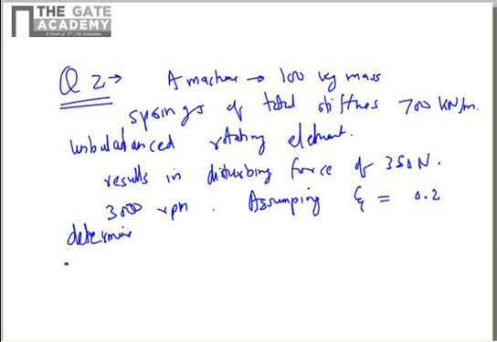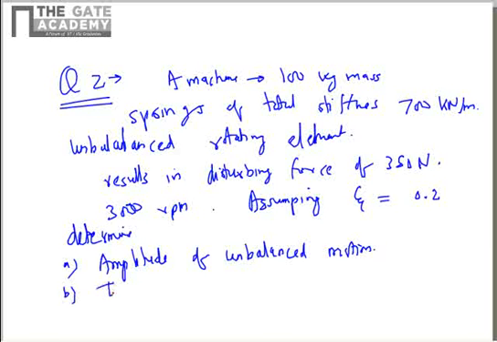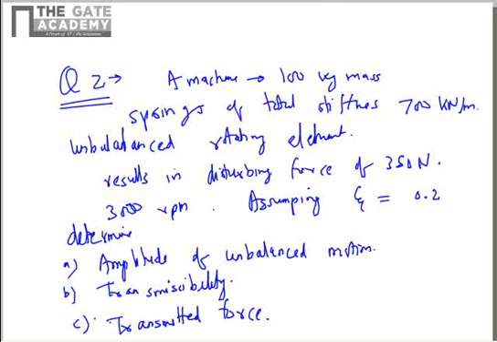first, the amplitude of the unbalanced motion due to the force from the unbalanced mass. So what will be the amplitude of motion? That is simply the amplitude of forced vibration. B is the transmissibility, and C is the transmitted force. We will go about solving this problem.